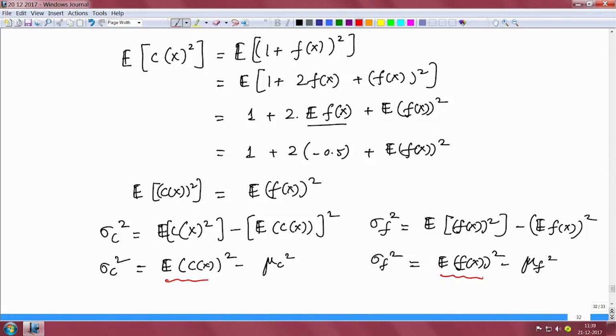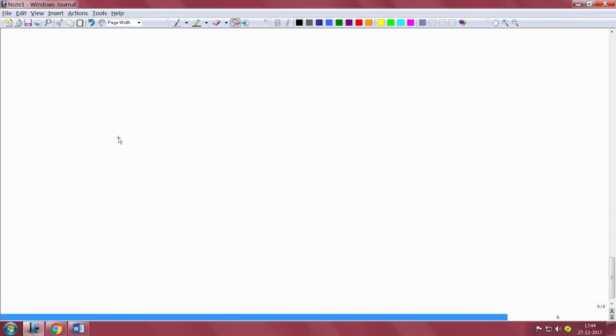Since mu c squared is equal to mu f squared, which is equal to the square of 0.5, which is 0.25, what we have is sigma c squared is equal to sigma f squared. So both their variances are the same. However, there is no closed form expression for the variance. The variance can be computed using the PMFs of the ceil and the floor.